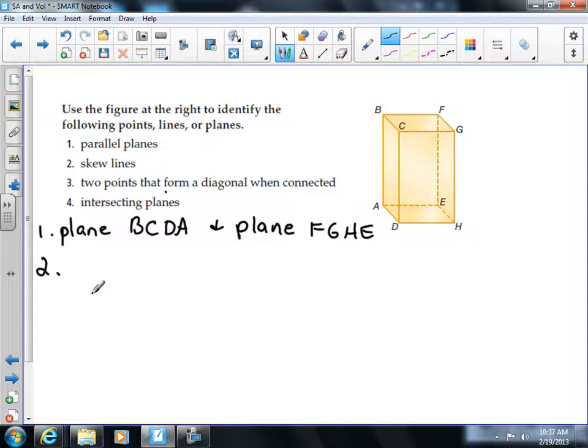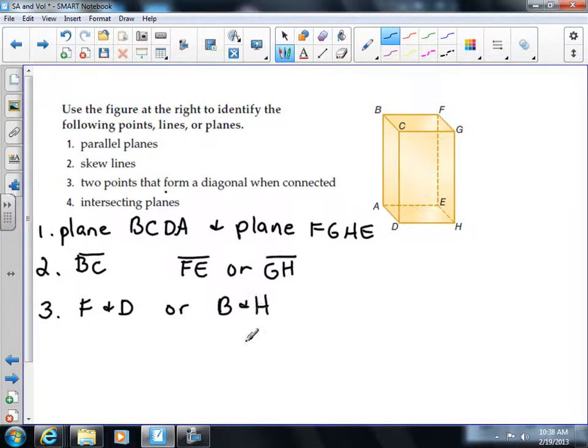Okay, give me an example of skew lines. Let's say what would be skew to segment BC. Okay, FE would be skew. Any others? Or GH, very good. Okay, number three, 2 points that form a diagonal when connected. Okay, you could do F and D, or B and H, or G and A, or C and E. Very good.